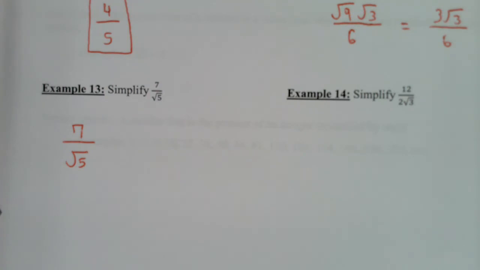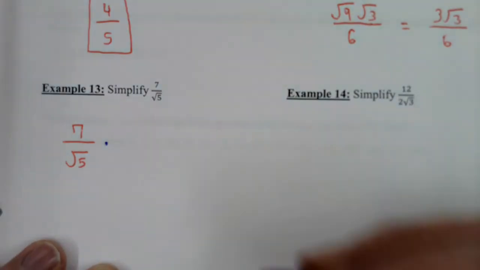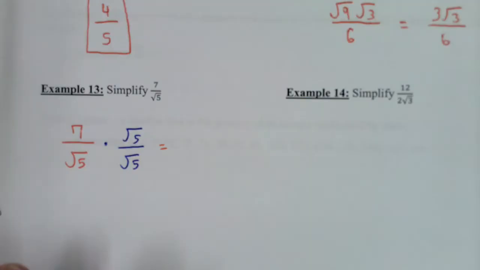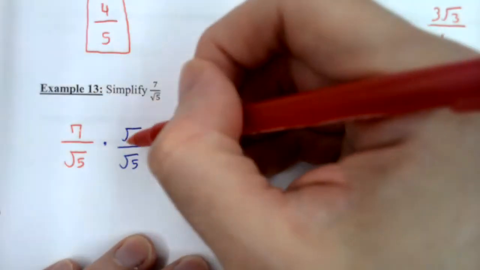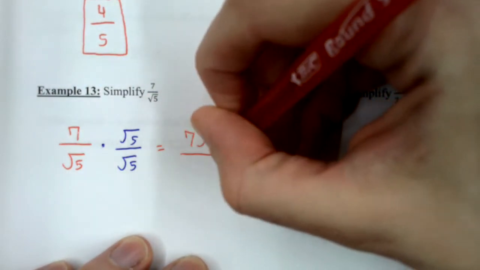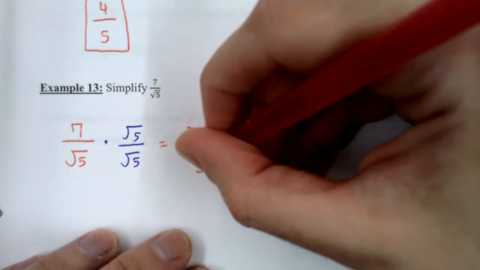You cannot simplify the square root of 5 from the list of perfect square numbers I gave you earlier. So what you have to do is multiply by this number over itself. So in this case, I'm going to multiply by square root of 5 over square root of 5. And the reason why I'm doing that is because in my numerator now I have 7 times square root of 5. But I no longer have a radical in my denominator because the square root of 5 times the square root of 5 is just 5.